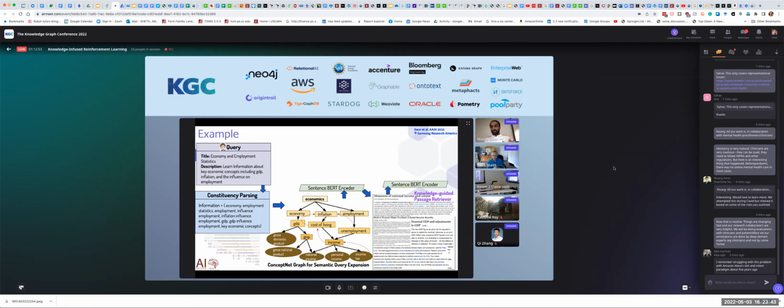Once you have these passages retrieved and ranked, you have the passages and these expanded queries. You pass them both to a sentence BERT encoder. For simplicity, I considered triples to be sentences because they are in subject, predicate, and object form. And essentially you pass them through a reinforcement learning paradigm, and the task of this reinforcement learning paradigm is to generate these questions.